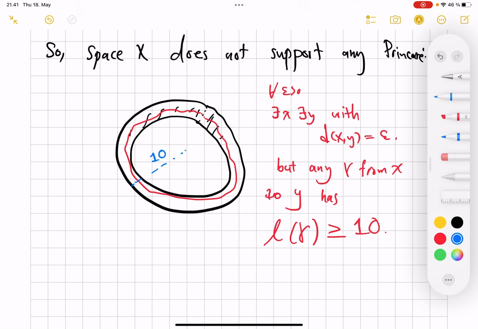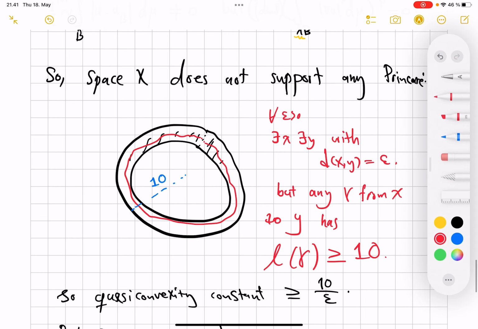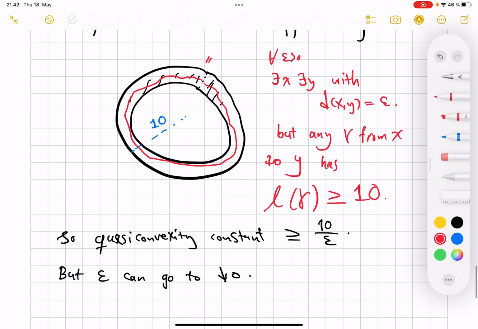So the quasi-convexity constant is at least 10 over epsilon. But this cannot happen, since epsilon can go to 0. We can find smaller and smaller ones. And again, it explains the previous example: if you have any gap, you get quasi-convexity because there is this lower bound on epsilon. But with just one line segment removed, you don't run into that.